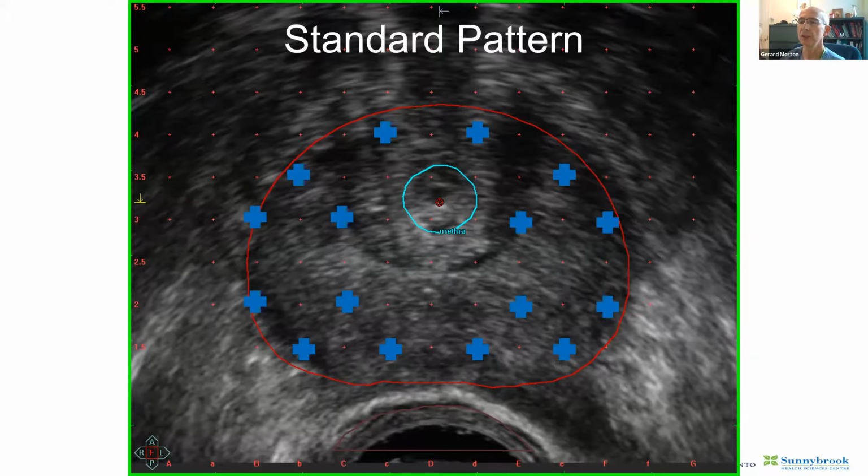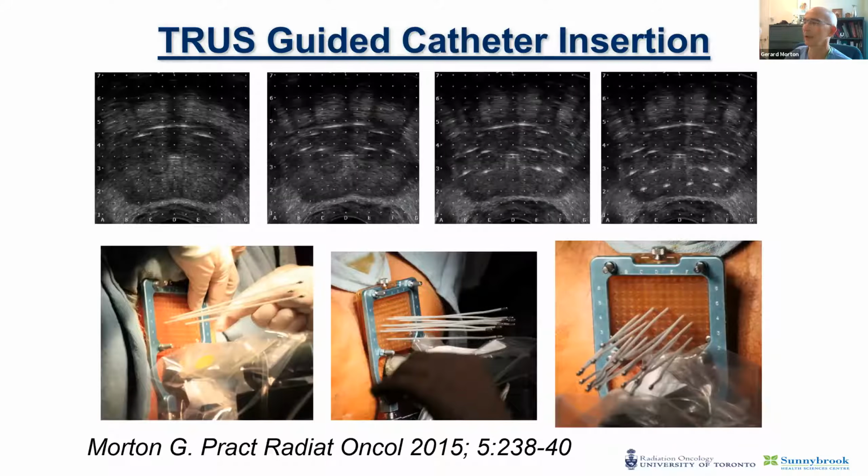We use a very standardized template. So 90% of our patients would be implanted using this template of 16 catheters, starting anteriorly, working backwards. And what we find is 12 of these 16 catheters are around the periphery, and 4 are located more centrally. And the 4 central catheters primarily deliver dose to the apex and to the base. But this sort of arrangement seems to work well.